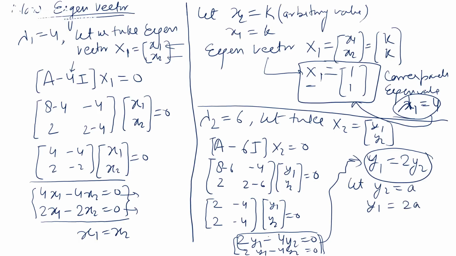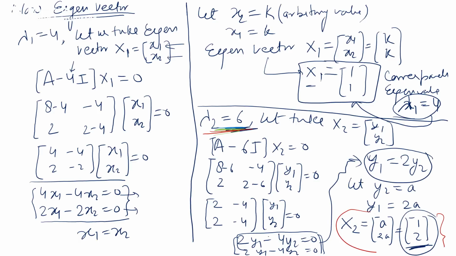So we can say the eigenvector x2 is a and 2a. If we take a as 1, we write 1 and 2. So we get an eigenvector corresponding to the eigenvalue lambda equal to 6. So this is the eigenvector 1 and 2 corresponding to eigenvalue lambda 2 equal to 6, and that is the eigenvector corresponding to the eigenvalue lambda equal to 4.